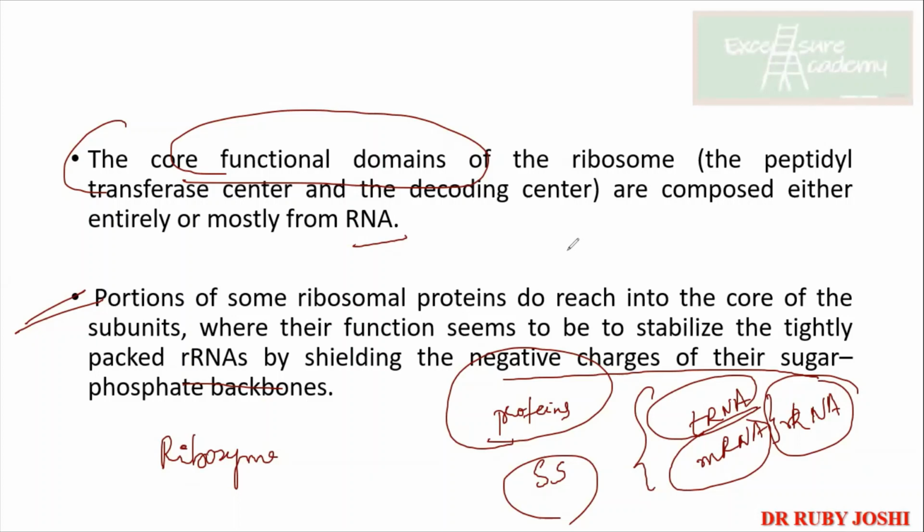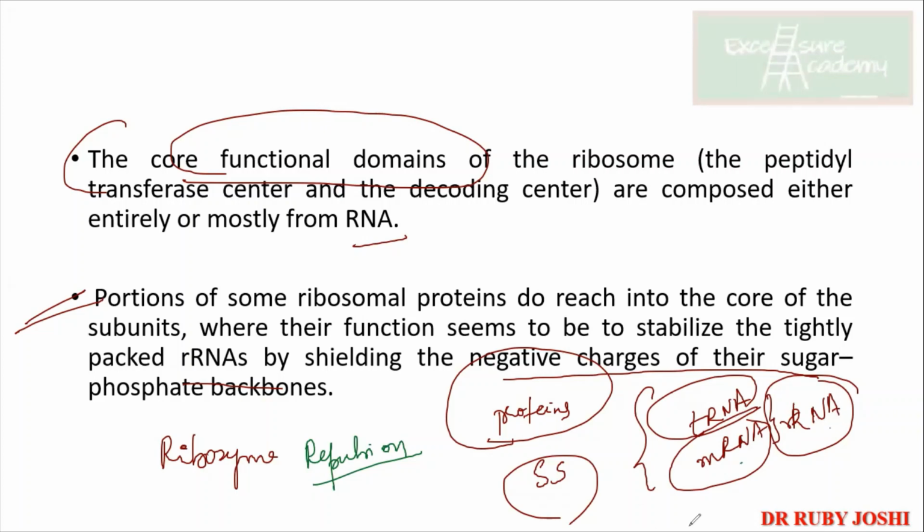Yes, Akshaya, what will happen? Repulsion. Yes, very good. So there will be a repulsion. Now if there is repulsion, then it is very difficult to carry out any activity. So in order to stabilize this negative charge, in other words, to prevent the repulsion between the tRNAs, mRNAs and RNA backbone, we need these proteins.